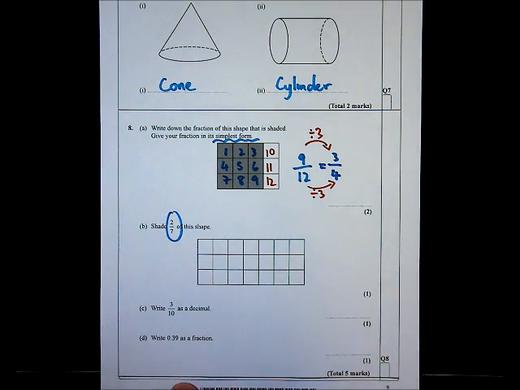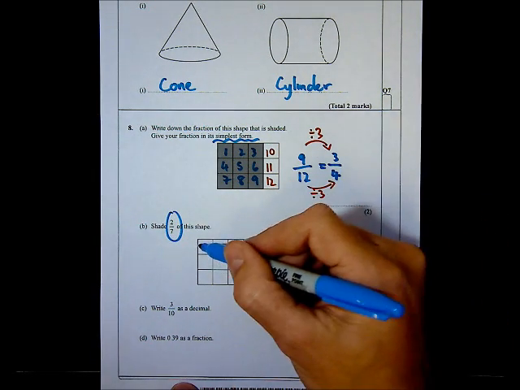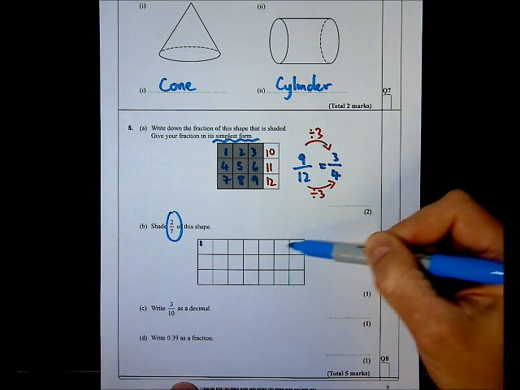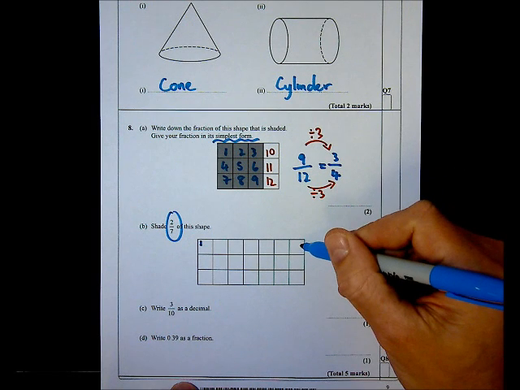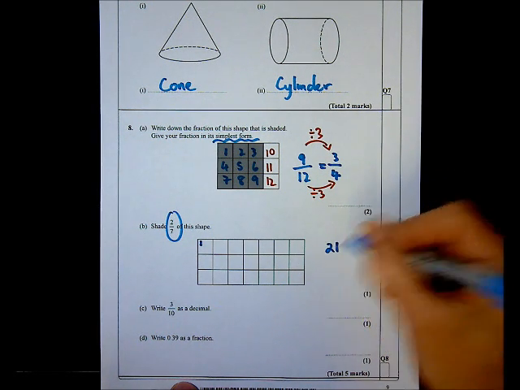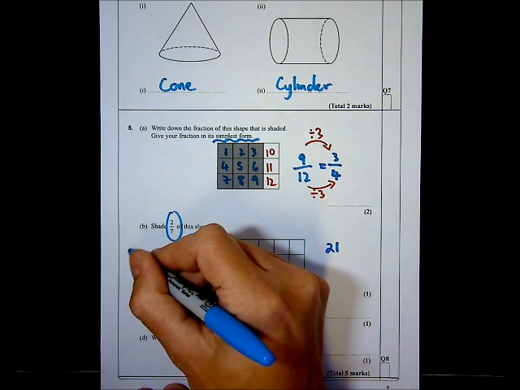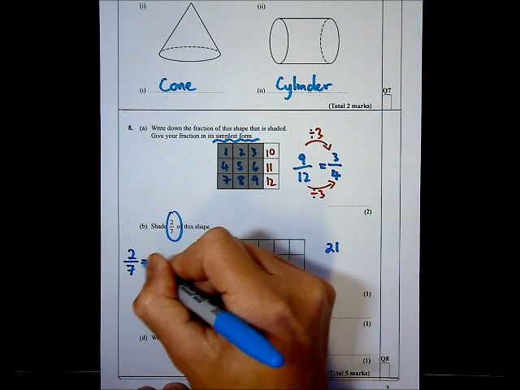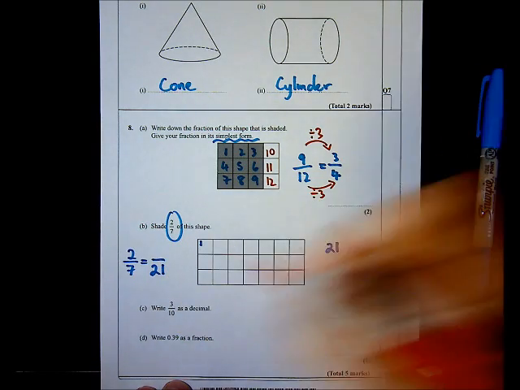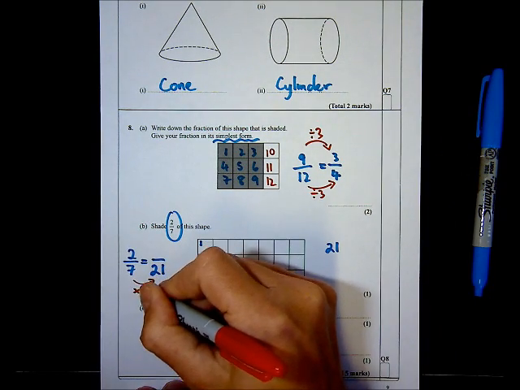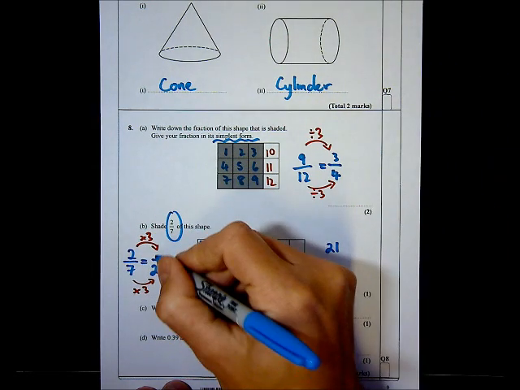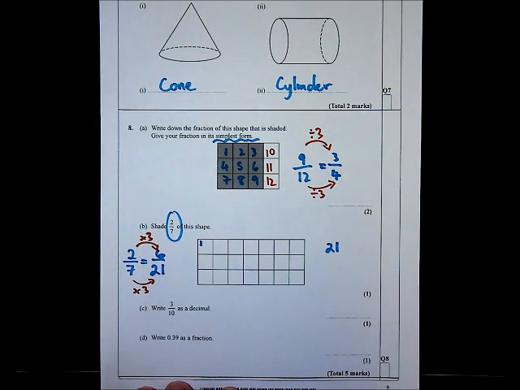A couple of ways of doing this. I can count how many squares there are to start with, so there's 1, and I can keep going 2, 3, 4, 5, 6, 7. So I know there are 7 in the first row, and I know that there are 3 rows, so there are 21 in total. So what I could do is attempt to turn 2/7 into a fraction out of 21, and from that again I can see that the bottom number has been times by 3, so I'm going to times the top number by 3, and that means I'm looking to shade in 6 out of 21.